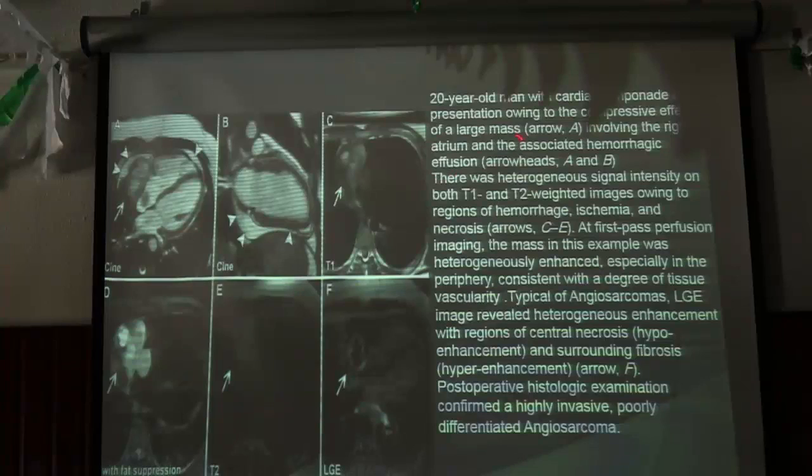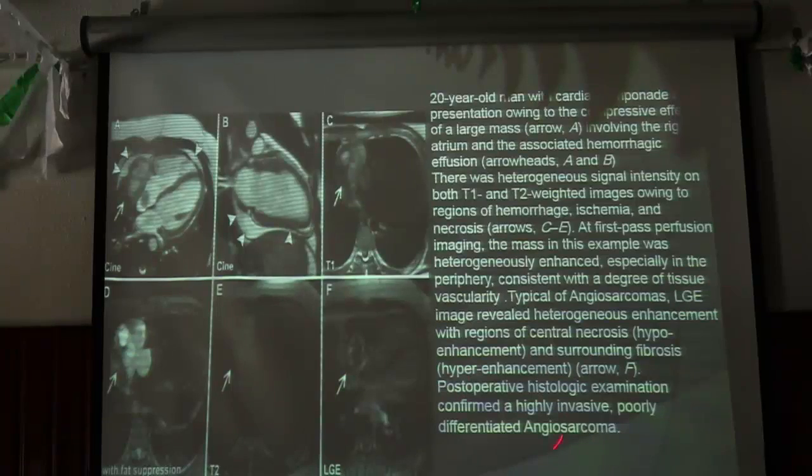This is a young patient who presented with cardiac tamponade due to a large mass in the right atrium. This is the mass in the right atrium. The mass was of heterogeneous signal intensity on both T1 and T2 and shows heterogeneous enhancement on late gadolinium and was associated with pericardial effusion. Findings were typical of angiosarcoma, and findings were confirmed on histopathology, post-operative.